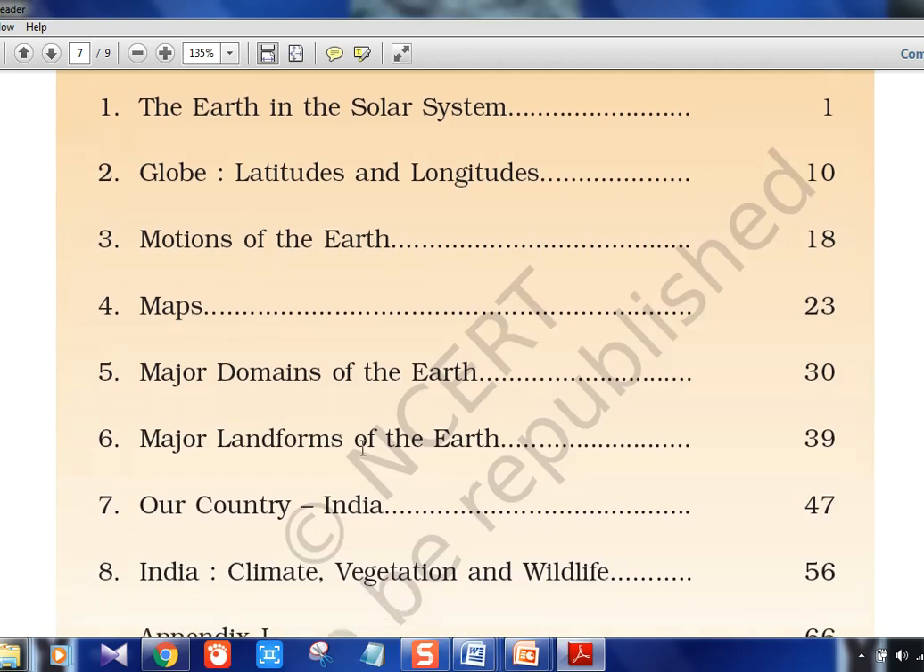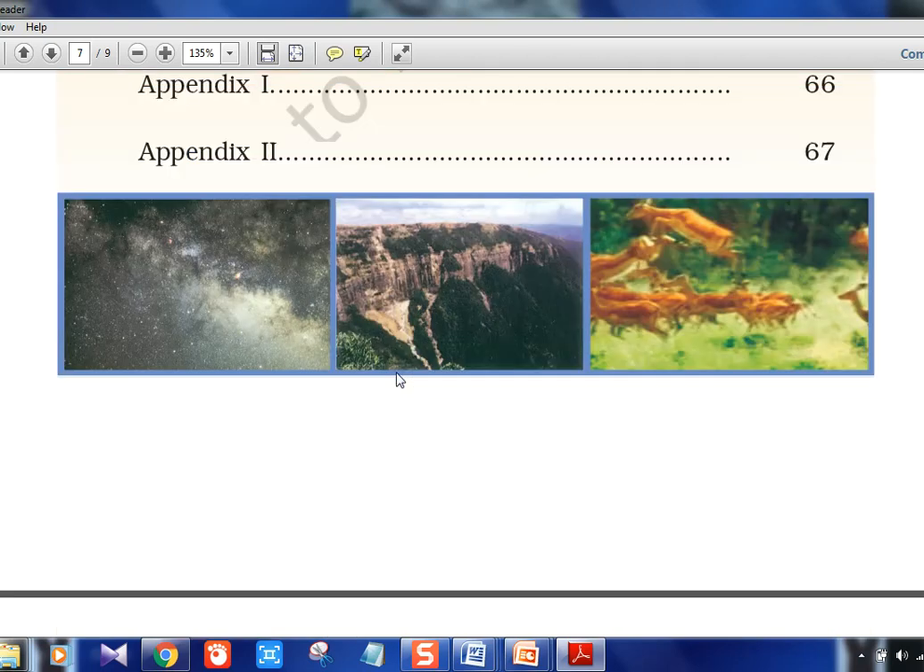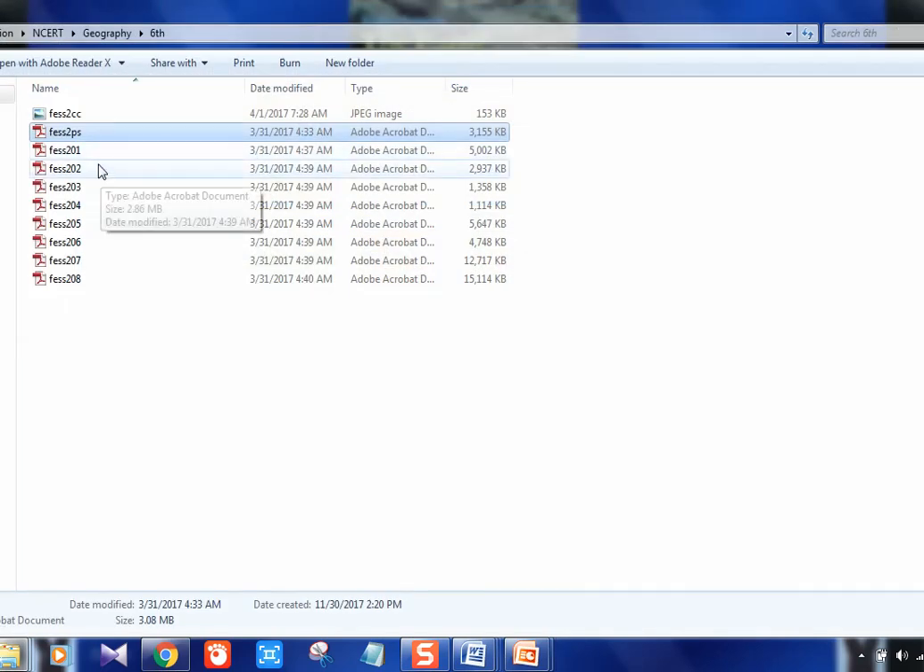You can go through the chapter names: Motions of the Earth, Maps, Major Domains of the Earth, Major Landforms of the Earth, Our Country India, and India: Climate, Vegetation. So all this is going to repeat also. In class 7th, again a little more detail about each of the chapters will be there. By the time we reach the class 12 books, almost everything will be covered. The appendix and glossary will be given at the end of the chapters.